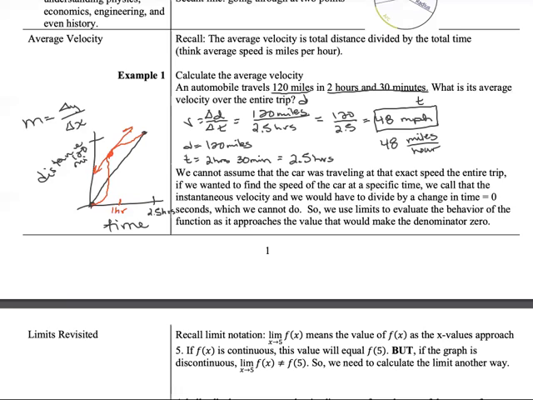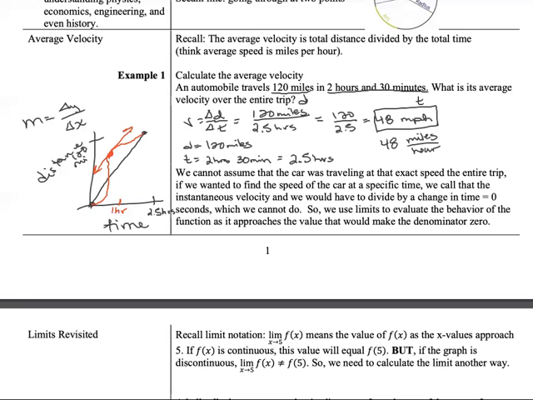Okay, when we're looking at a speed at just one given time, there's not a range of times, there's not a change in time. So we would have to divide by 0, which we cannot do. So how we go around that is we use limits. And it's the same limits we've seen in previous chapters, but this is going to be a new application of those limits.